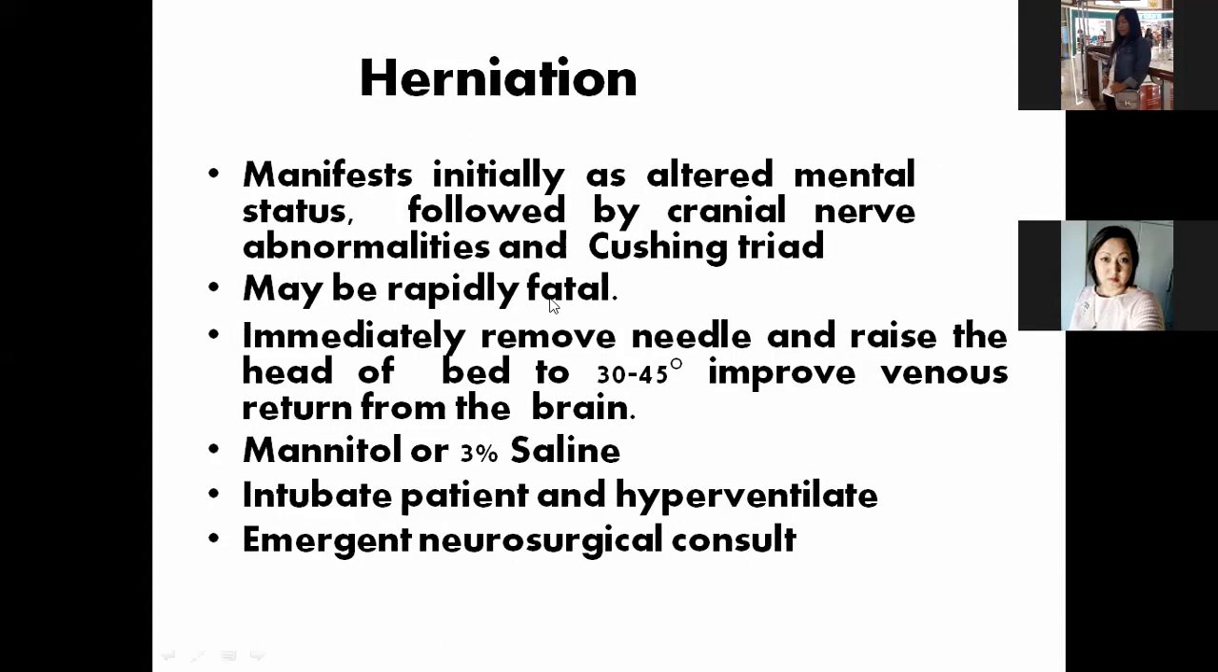herniation. It manifests initially as altered mental status, followed by cranial nerve abnormalities and Cushing's triad. It is rapidly fatal. In order to prevent this herniation, we have to remove the needle immediately and raise the head of the bed to 30 degrees to improve venous return from the brain. We have to give either mannitol or 3% saline, and if the patient has hyperventilation, we can intubate and consult neurosurgery in case the patient has herniation.